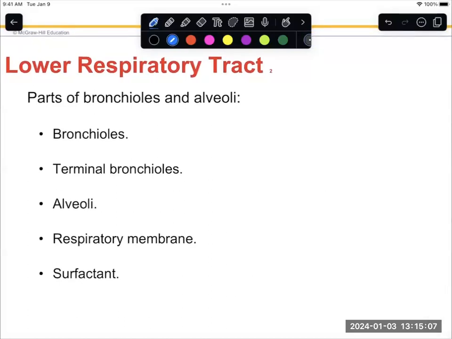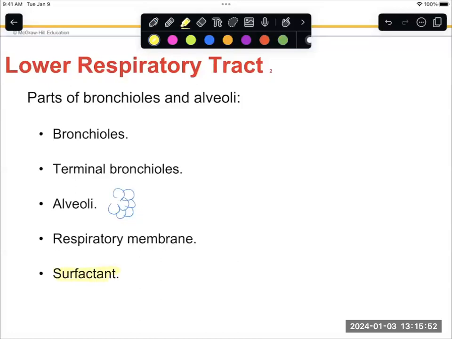So those tertiary bronchi divide into many bronchioles, which are going to turn into respiratory bronchioles, which are going to turn into terminal bronchioles. Those terminal bronchioles end at those alveoli, those thin-walled grape-like structures. It looks more like a flower. And then we have the respiratory membrane, which is the site where most gas exchange occurs between the blood and the capillaries.